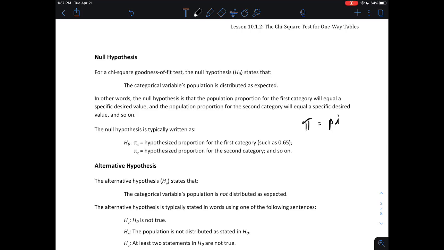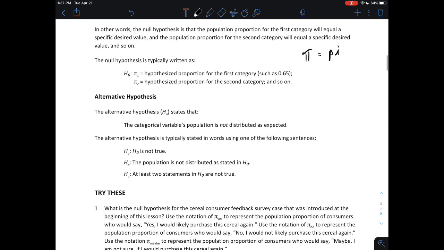The alternative hypothesis, H sub a, states that the categorical variable's population is not distributed as expected. The alternative hypothesis is typically stated in words, sort of like we saw in the ANOVA section, and it uses one of the following sentences. You could say for the alternative hypothesis, H sub 0 is not true, meaning the null hypothesis is not true. You could say the population is not distributed as stated in the null hypothesis. And then the alternative could also be said, at least two statements in the null hypothesis are not true.